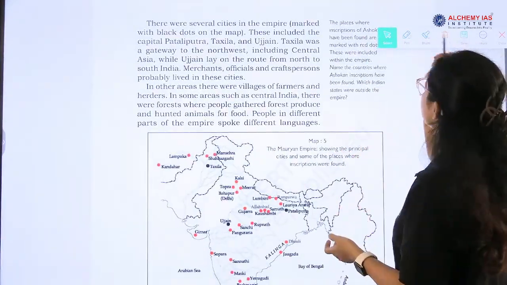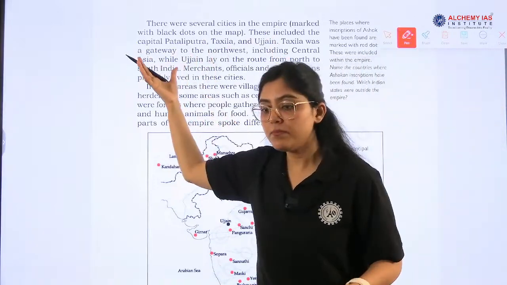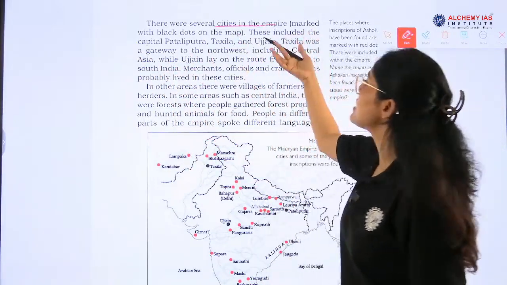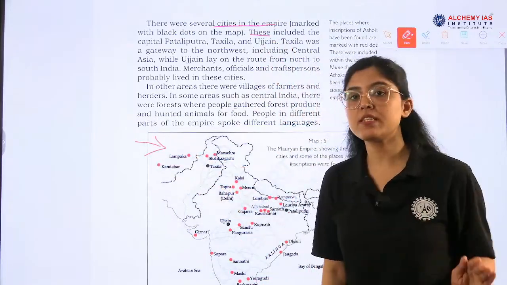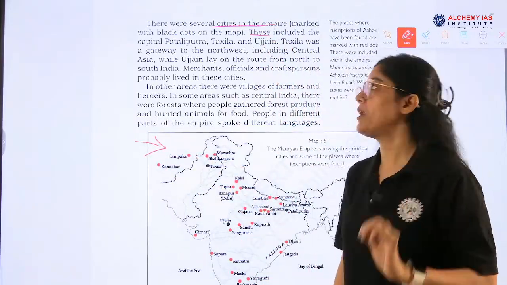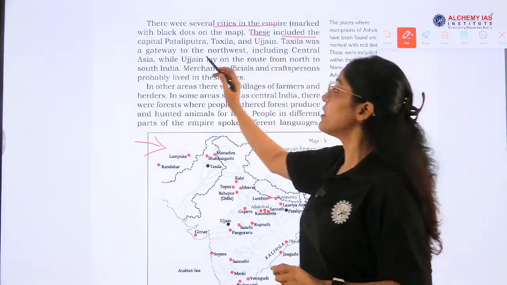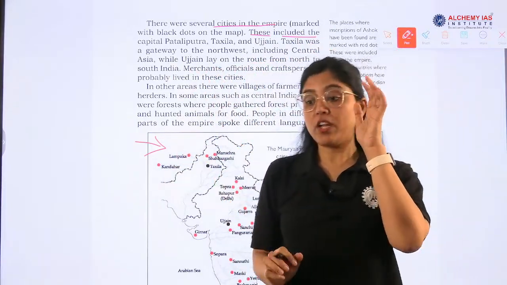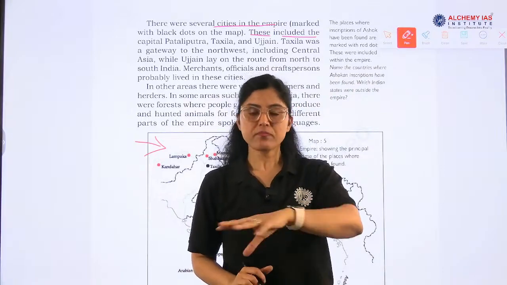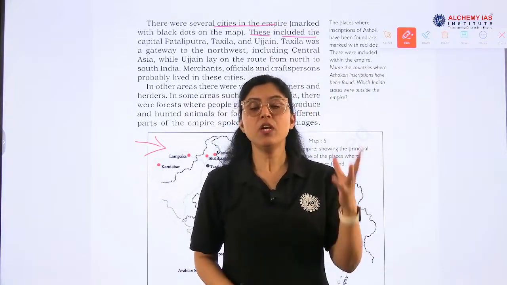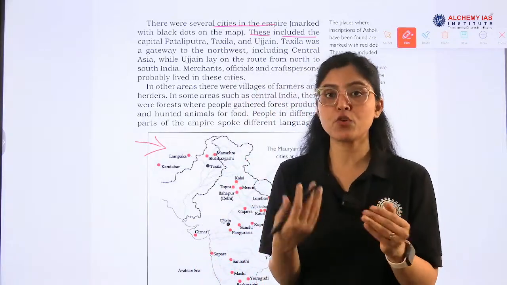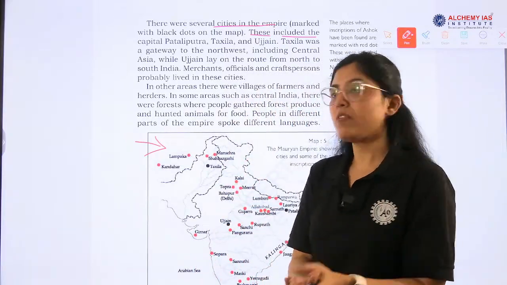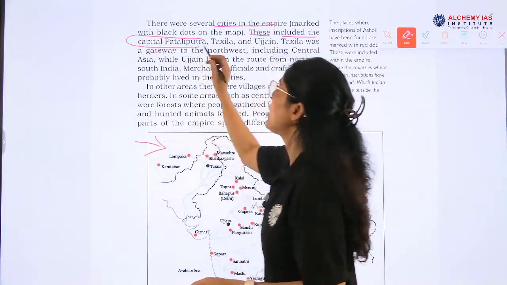There were several cities in the empire, and the map is given. In which empire? The Mauryan Empire. These included the capital Pataliputra. When the Maurya dynasty and the Mauryan Empire were formed, the first capital was Rajgir, and then it was shifted to Pataliputra. The second capital was Pataliputra. So this was an important city.